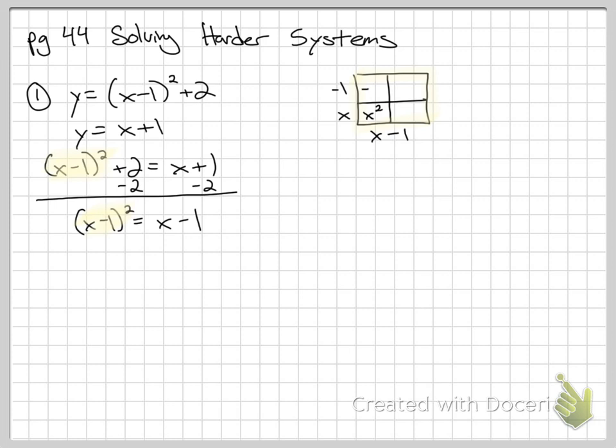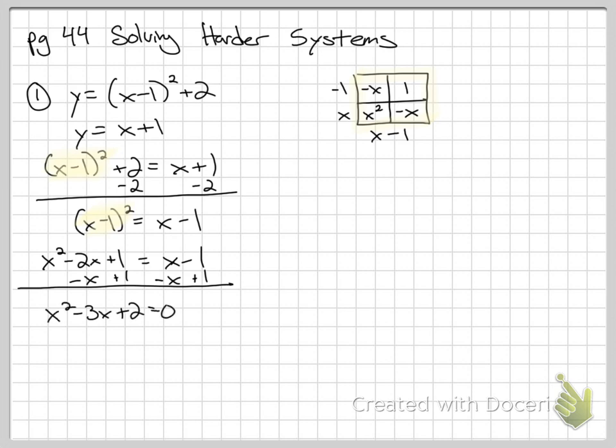Multiply it out. And that part becomes x squared minus 2x plus 1. And it still equals the other side. Then remember, this is a quadratic. When it's got x squareds and x's in it, it's a quadratic, and we want to make it equal 0. X squared minus 3x plus 2 equals 0.